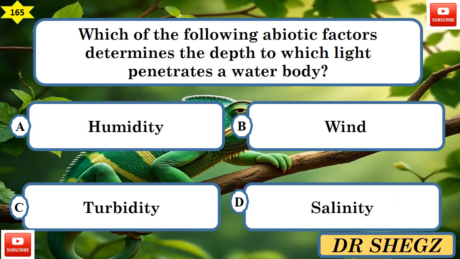Which of the following abiotic factors determines the depth to which light penetrates the water body? So turbidity is our answer. Turbidity.